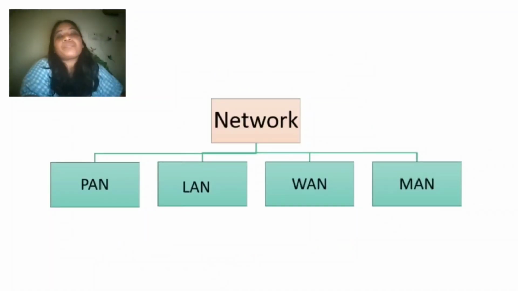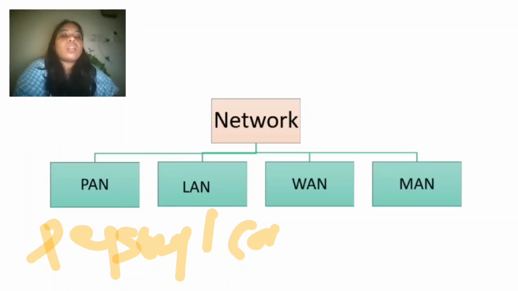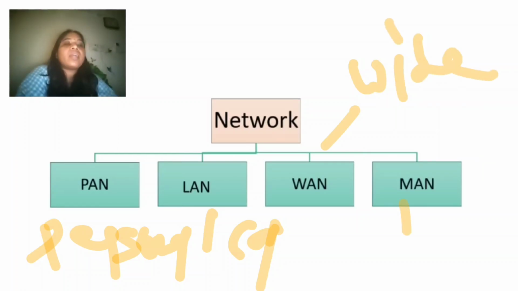Next, the major network categories can be split into four categories. The first one is PAN, which means personal area network, and LAN means local area network. WAN means wide area network, and MAN means metropolitan area network.